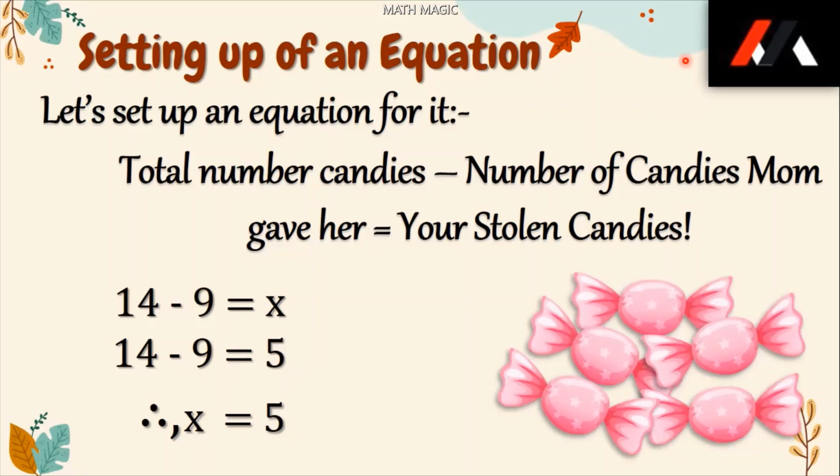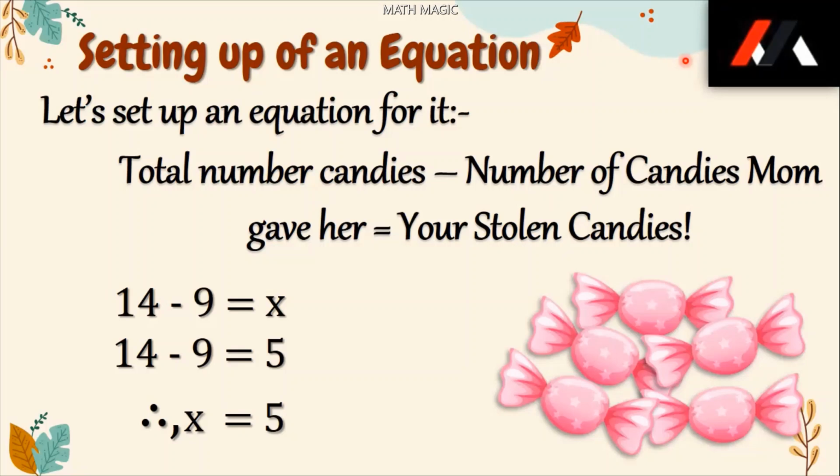Since we got the total number of candies to be 14 and the number of candies mom gave her to be 9, we can find out the number of candies stolen by the equation 14 minus 9 is equal to X. 14 minus 9 is nothing but 5. Therefore, X equals 5. That means Pinky stole 5 chocolates from you.